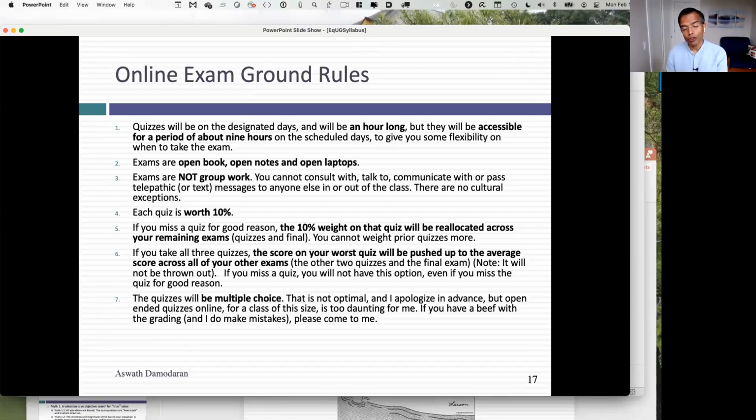If you do take all 3 quizzes, there's a bonus, which is I will take your worst quiz and replace that quiz score with the average score on the remaining quizzes. So if you get a 30% on one of the quizzes and 90% on the remaining ones, I'll replace the 30 with a 90.